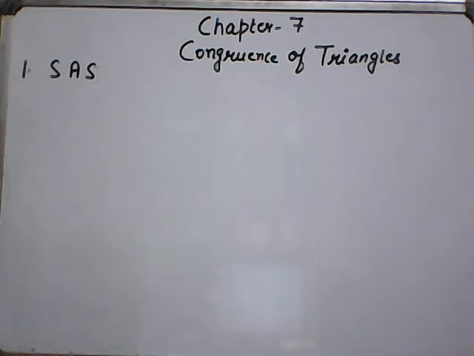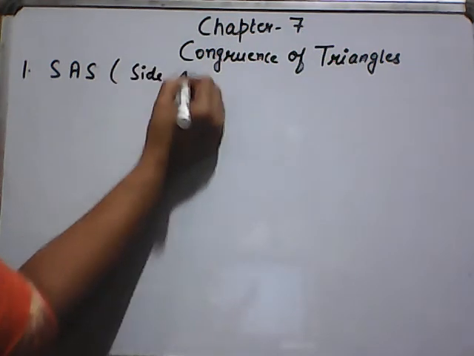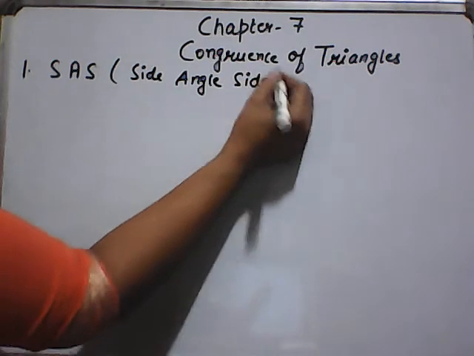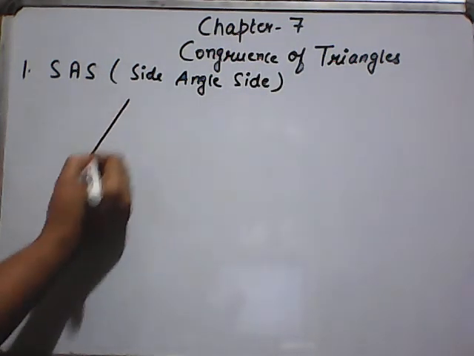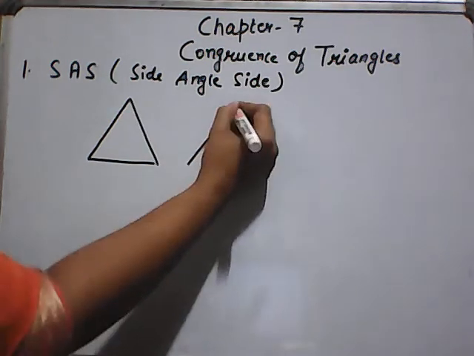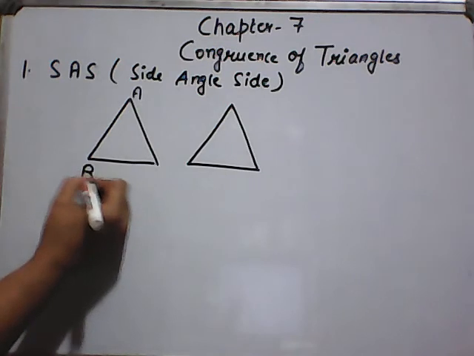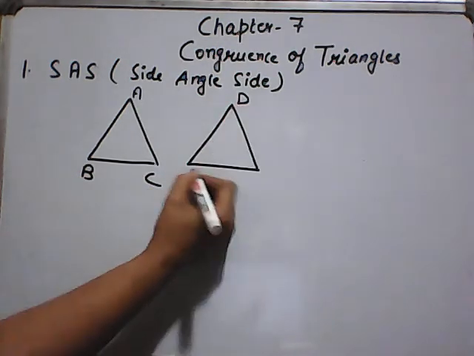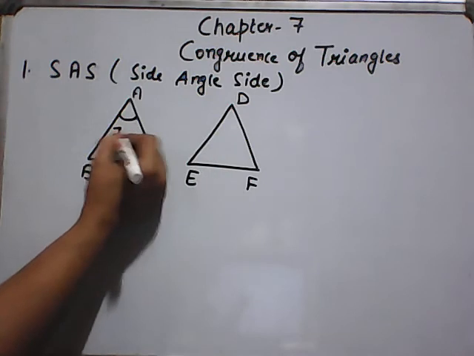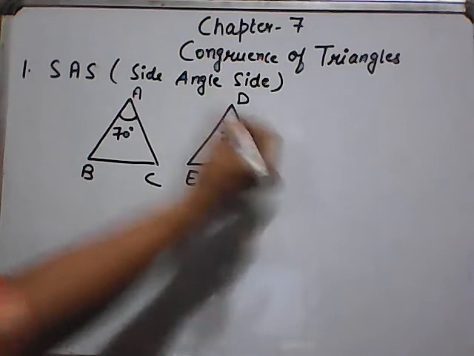Now, what do you mean by SAS? It means side, angle, side congruence criteria. Suppose two triangles are given to you. It is triangle ABC. Suppose it is triangle DEF. Angle A is given to you 70 degrees. Angle D is given to you 70 degrees.